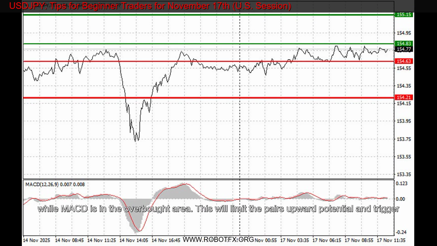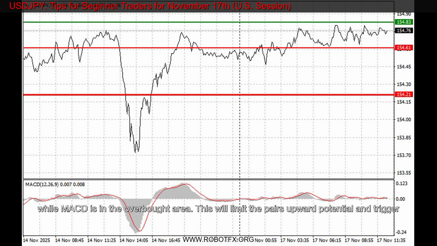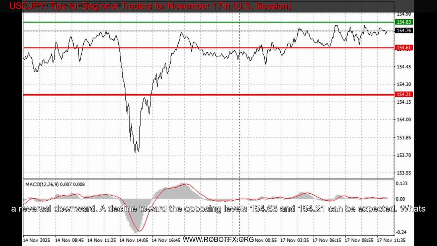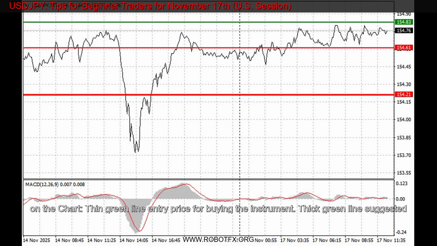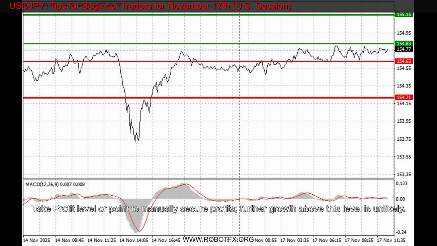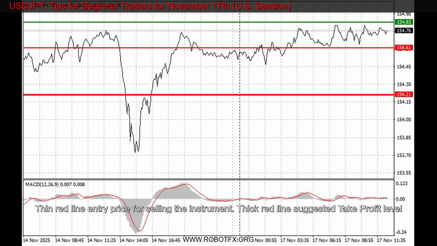What's on the chart? Thin green line: entry price for buying the instrument. Thick green line: suggested take profit level or point to manually secure profits. Further growth above this level is unlikely. Thin red line: entry price for selling the instrument. Thick red line: suggested take profit level or point to manually secure profits. Further decline below this level is unlikely. MACD indicator: when entering the market, use overbought and oversold zones as guidance.